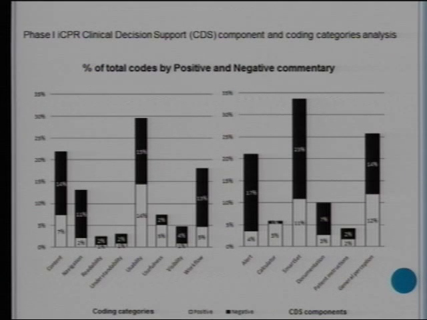We looked at positive and negative statements, both in terms of coding categories: content, navigation, readability, understandability. Usability was mixed. Half the comments were positive, half negative. But you expect on a usability test to get some negative comments. We also looked at the different components of this system, if you will: alerts, calculator, smart set, documentation, patient instructions.